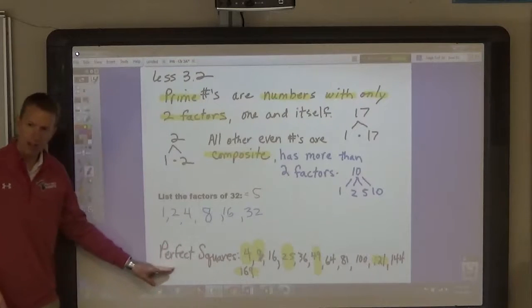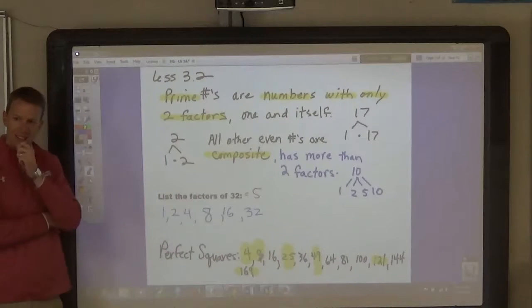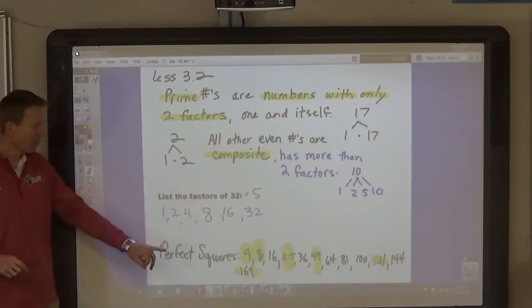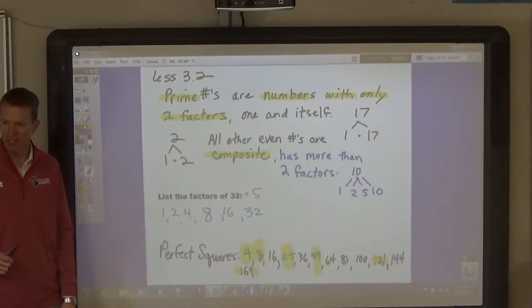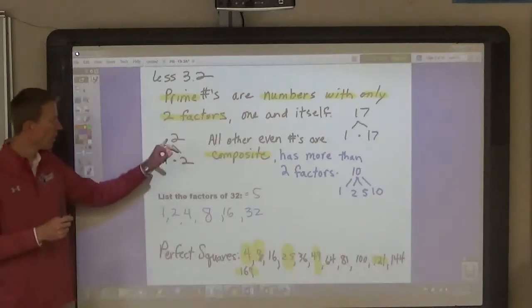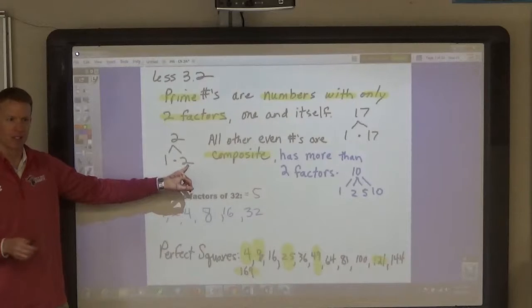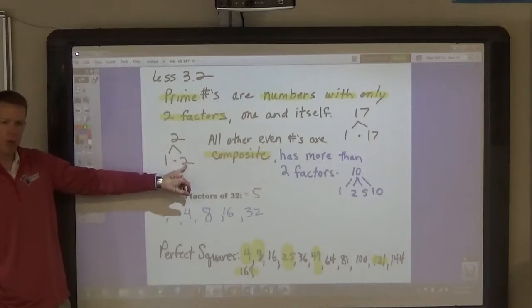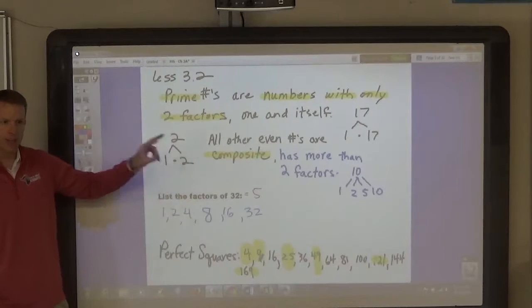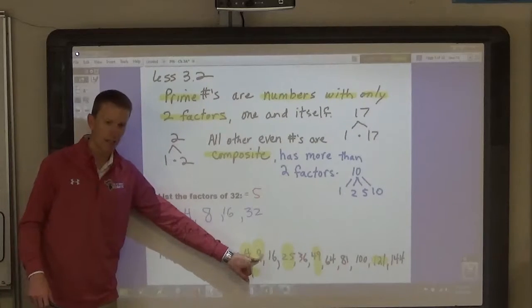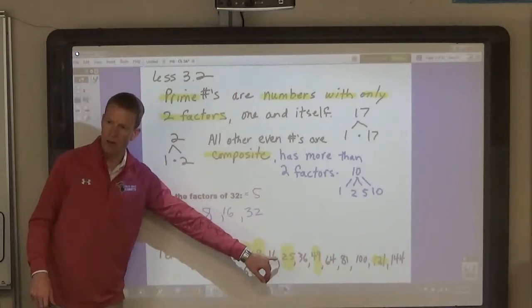They're perfect squares of prime numbers, exactly. They are all perfect squares of prime numbers. Look, 2 is a prime number because it only has 2 factors. Okay, this is cool stuff, people. Look up here. 2 has only 2 factors. 3 is a prime number, isn't it? 3 times 3 is 9. Is 4 a prime number?